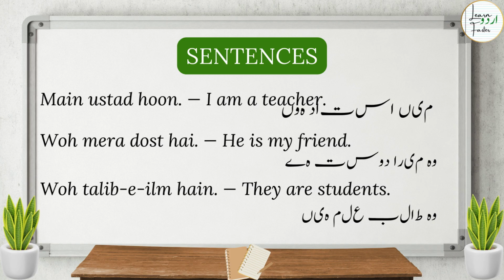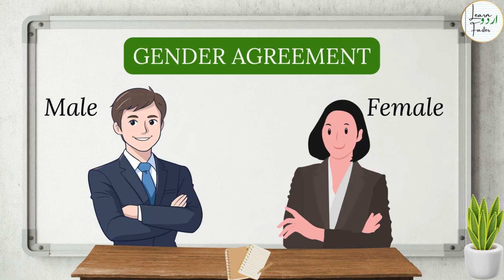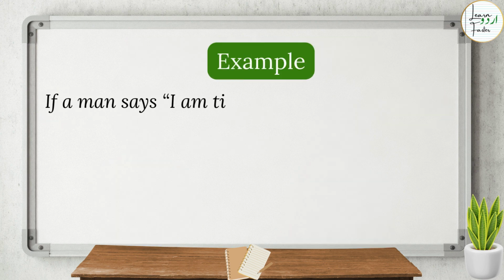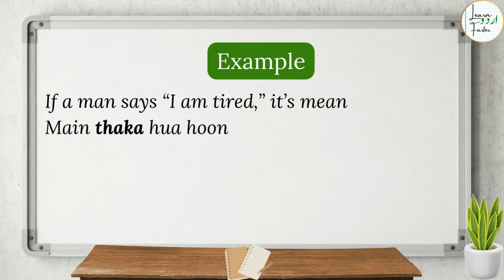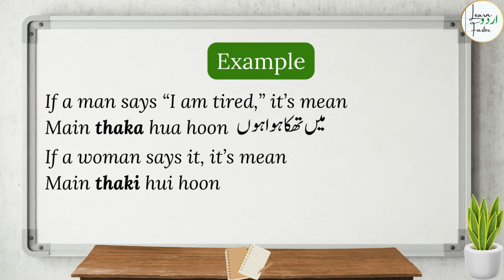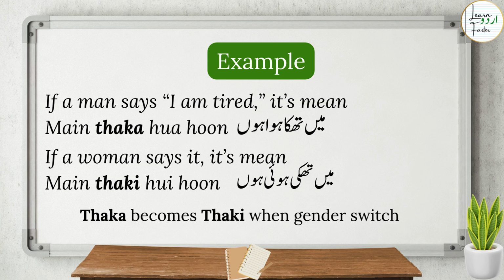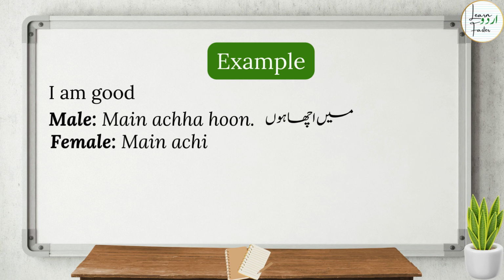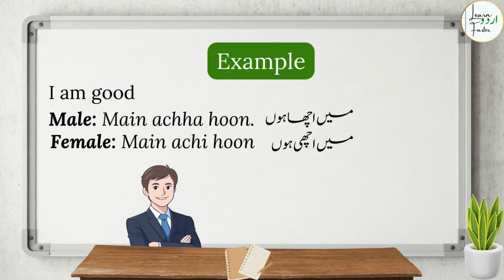Now next, let's talk about gender agreement, which we briefly discussed at the beginning of this lesson. This is something Urdu learners should definitely know early. In Urdu, verbs and adjectives can change slightly for male and female speakers. For example, if a man says, I am tired, it means, मैं थका हुआ हूँ. If a woman says it, it means, मैं थकी हुई हूँ. See, थका becomes थकी when the gender switches. Here's another one. I am good. Male, मैं अच्छा हूँ. Female, मैं अच्छी हूँ. That small sound at the end tells the listener whether the speaker is male or female.